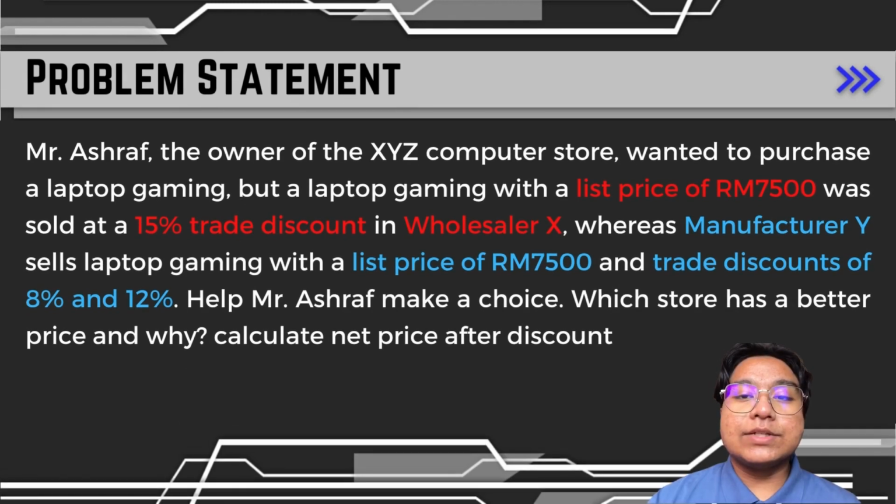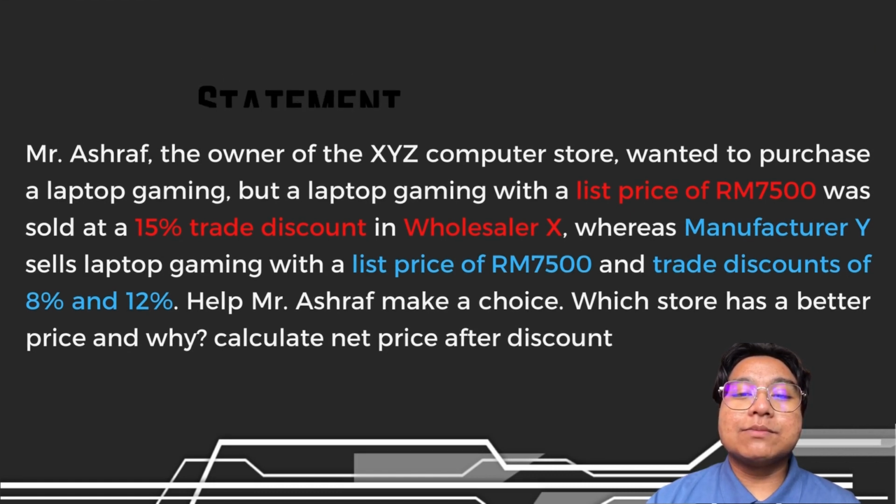Statement: Mr. Ashraf, the owner of XYZ computer store, wanted to purchase a gaming laptop. The laptop with a list price of 7,500 was sold at a 15% trade discount by wholesaler X, whereas manufacturer Y sells the gaming laptop with a list price of 7,500 ringgit and trade discounts of 8% and 12%. Help Mr. Ashraf make a choice. Which store has a better price and why? Let's see how Shabaria solves this problem.